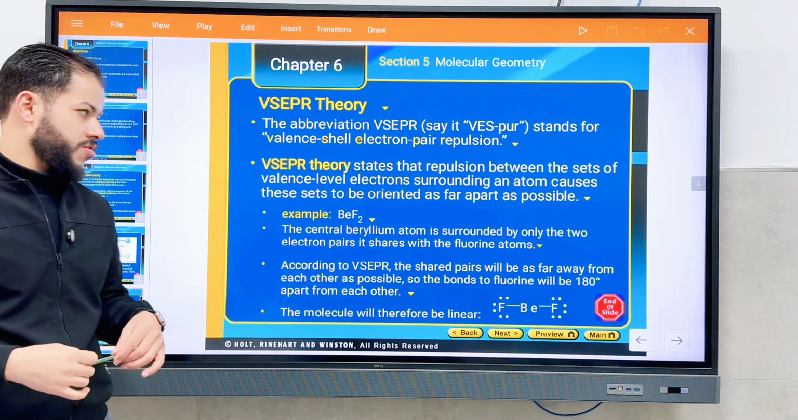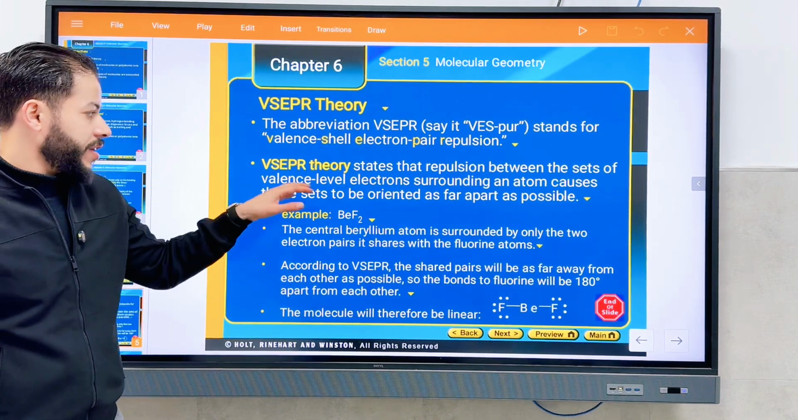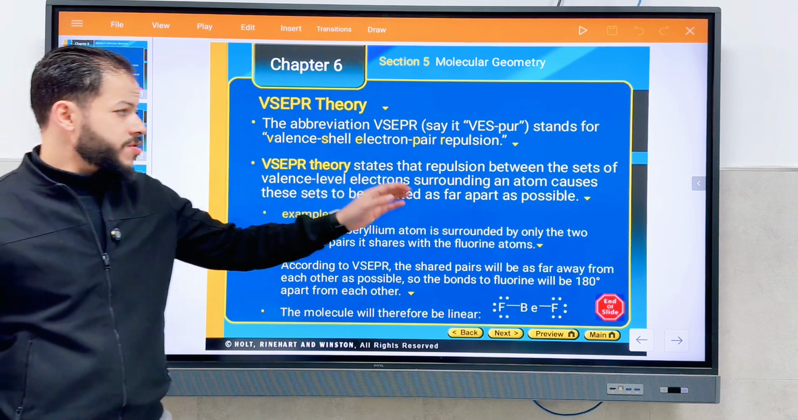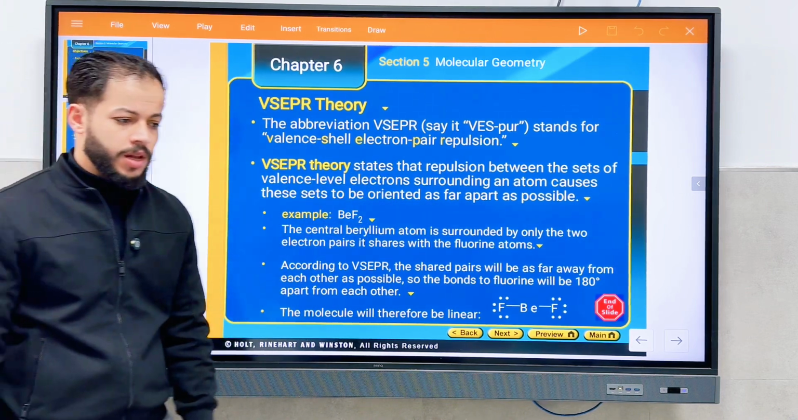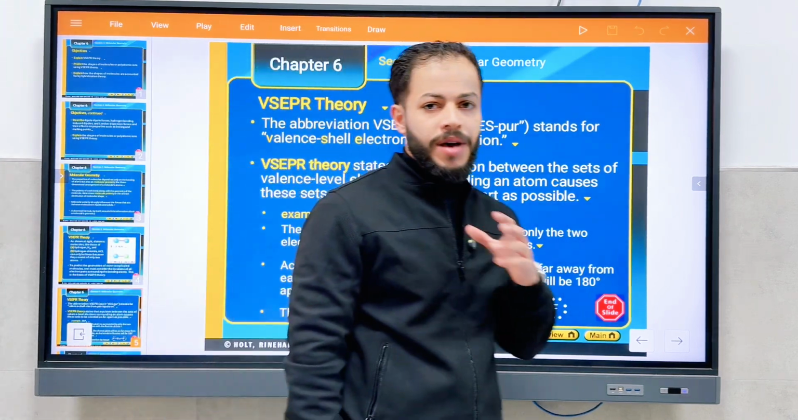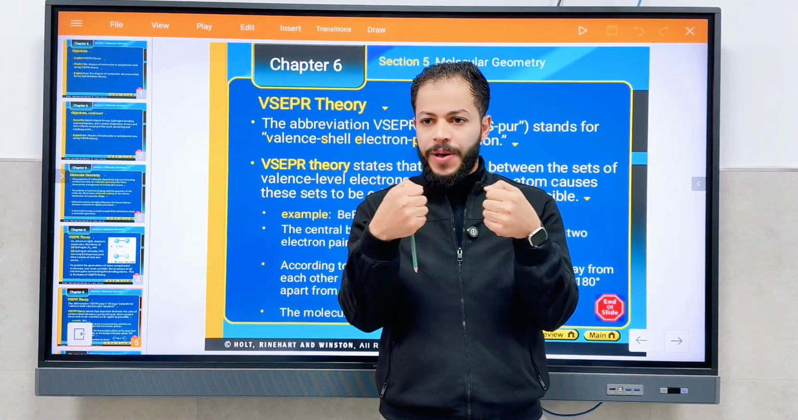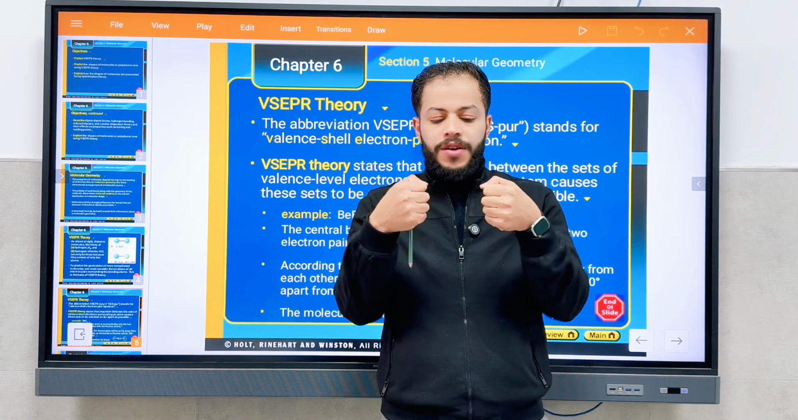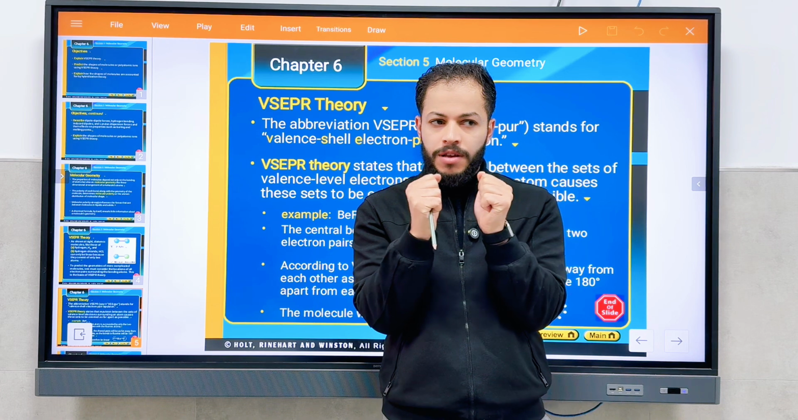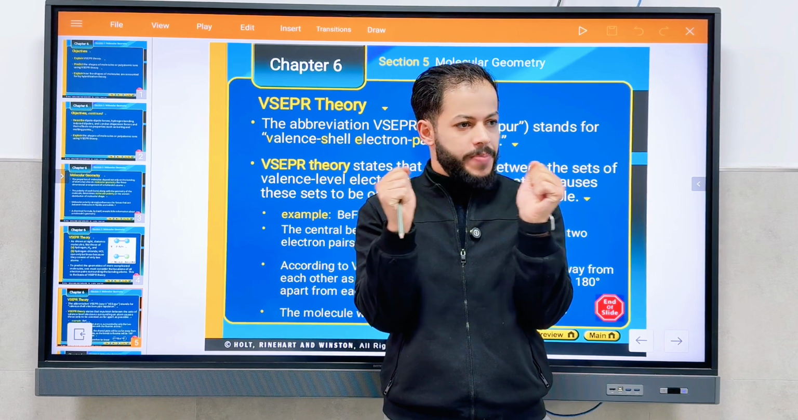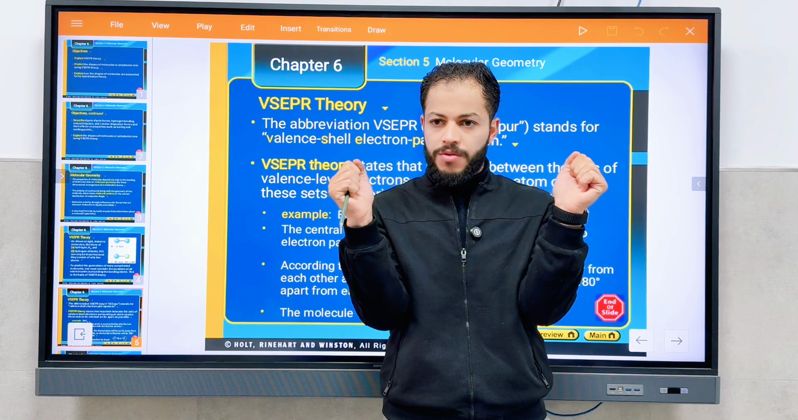What is the valence shell theory? It states that the repulsions between sets of valence electrons surrounding the atom cause the sets to be oriented as far apart as possible. I want you to imagine this like 2 magnets with similar poles. When we put them together, they will repel from each other, right? If you try to force them to come closer to each other, what happens? They strongly repel, and they move away from each other, right?